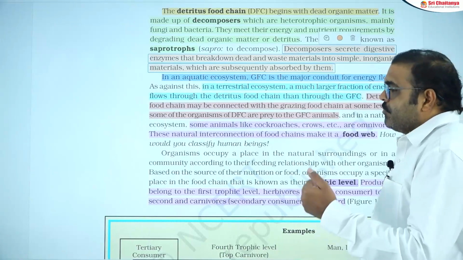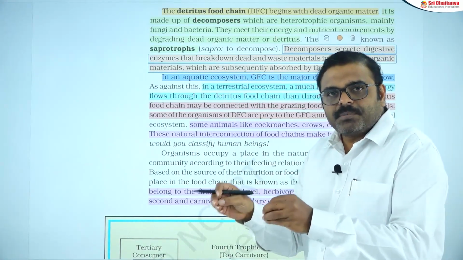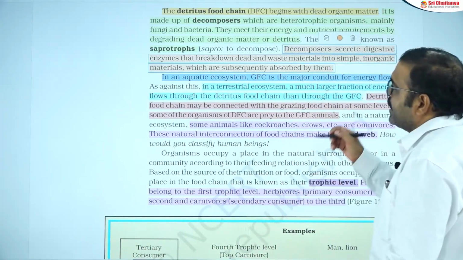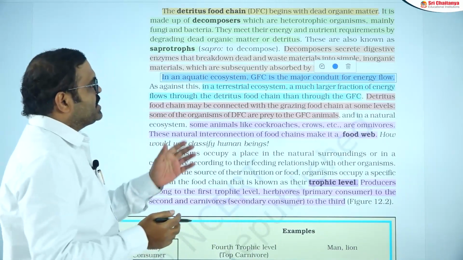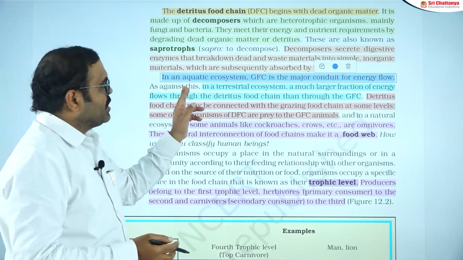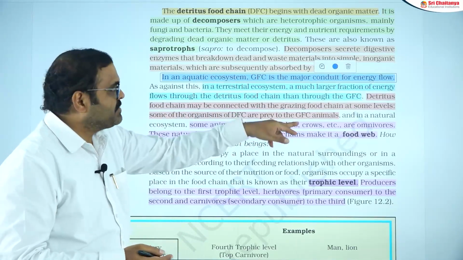So whenever a decomposer like bacteria works on decomposing matter, it releases some enzymes to dissolve it and absorbs it into its body. In an aquatic ecosystem, the GFC plays the major role, that is, it is a major conduit for the energy flow. In a terrestrial ecosystem, a larger fraction of energy passes through the DFC than the GFC.